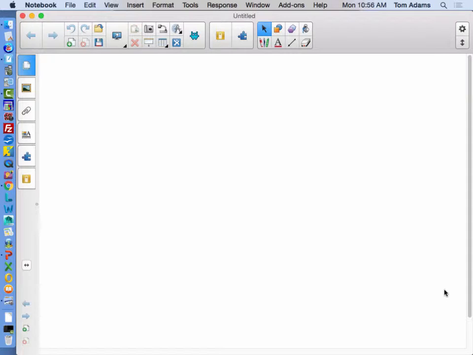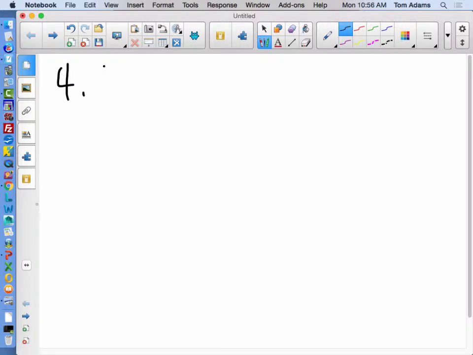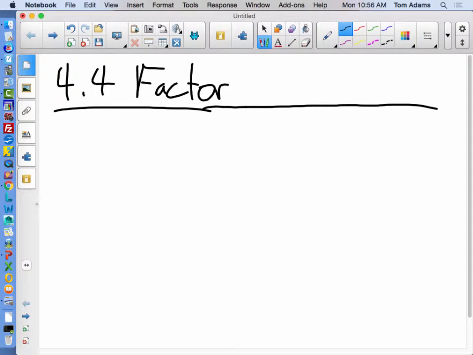All right, here we go. So today we're gonna factor quadratics. Now, Mr. Adams, when I factor quadratics, I kind of use my own method. There are lots of methods that you could use. I like my method. It's kind of a guess and check, but it works well for me.